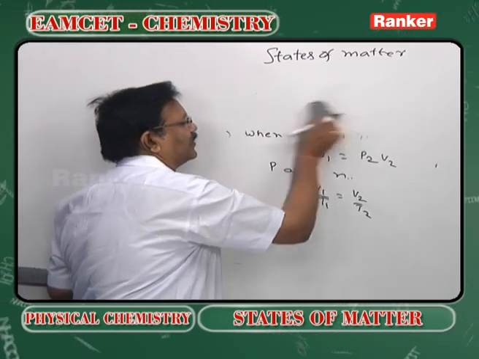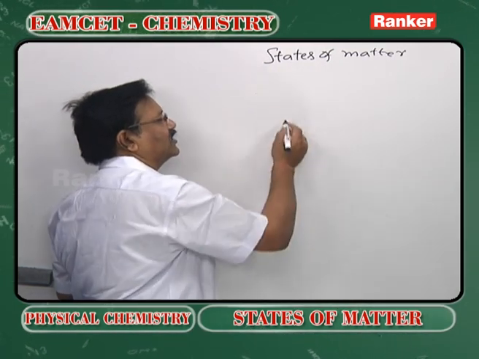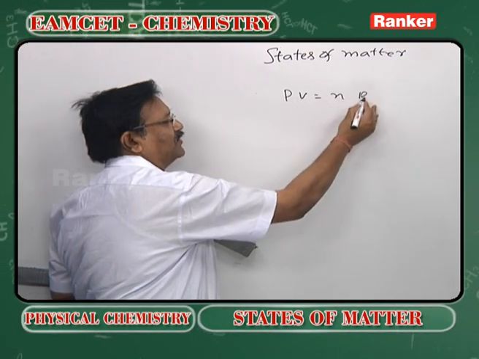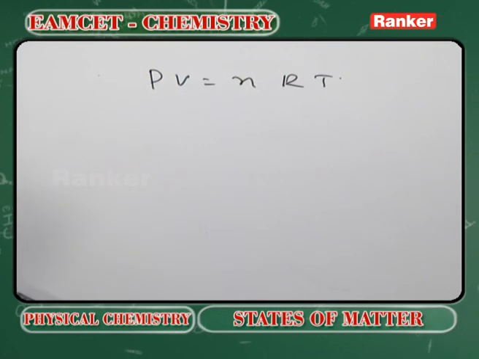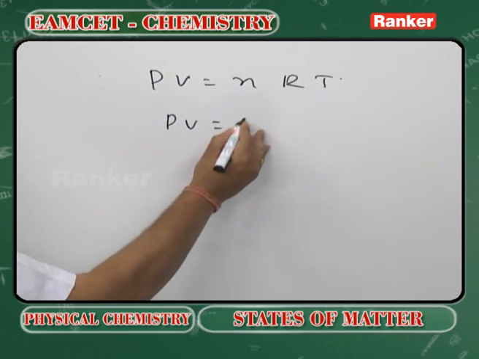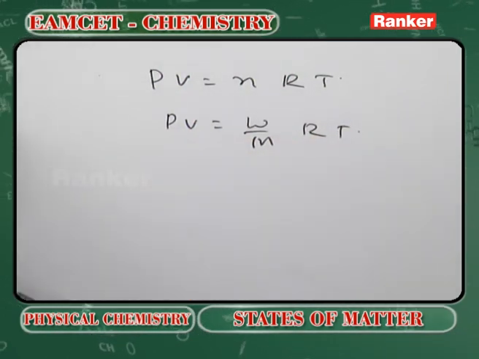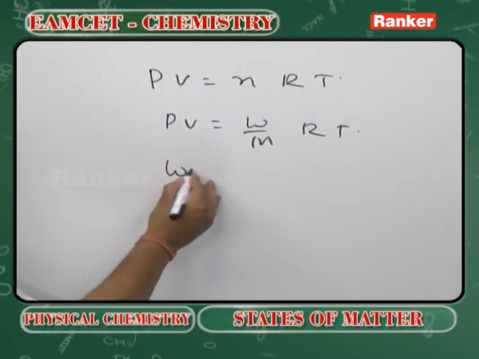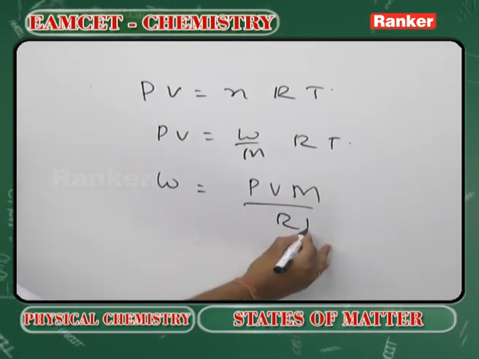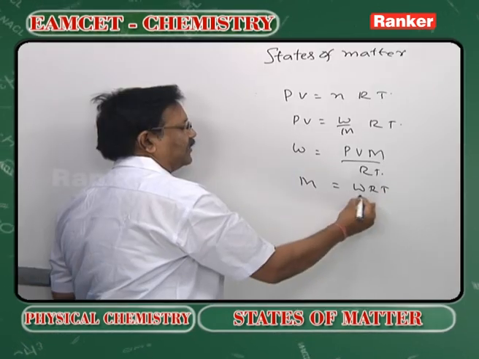Apart from this, we have the ideal gas equation. What is the ideal gas equation? PV = nRT. And PV = (W/M)RT. What will be W? W = PVM/RT. What will be the M value? M = WRT/PV.